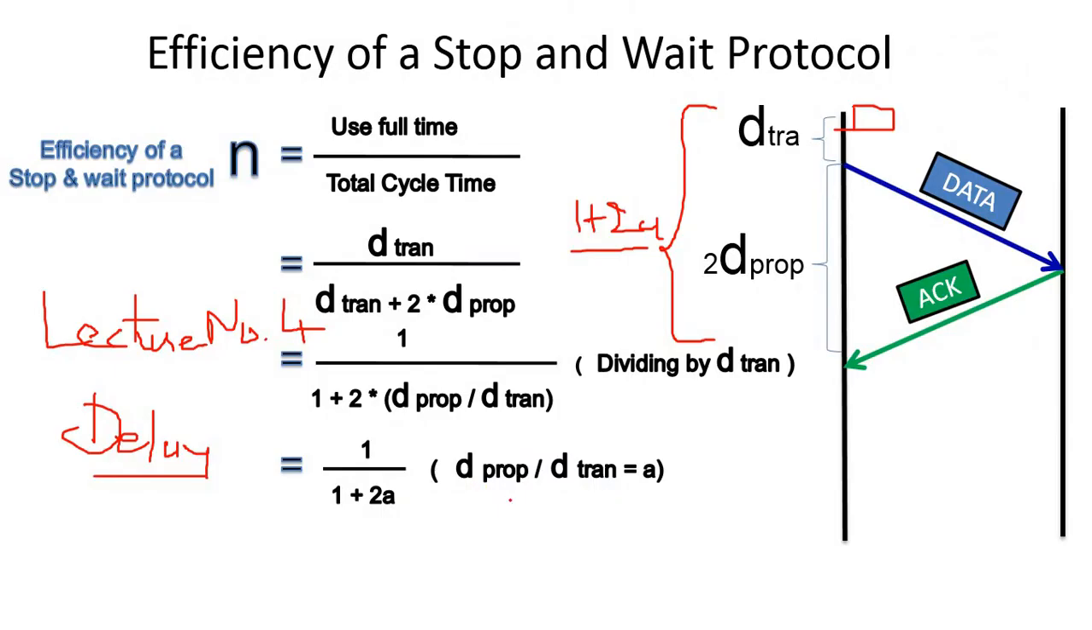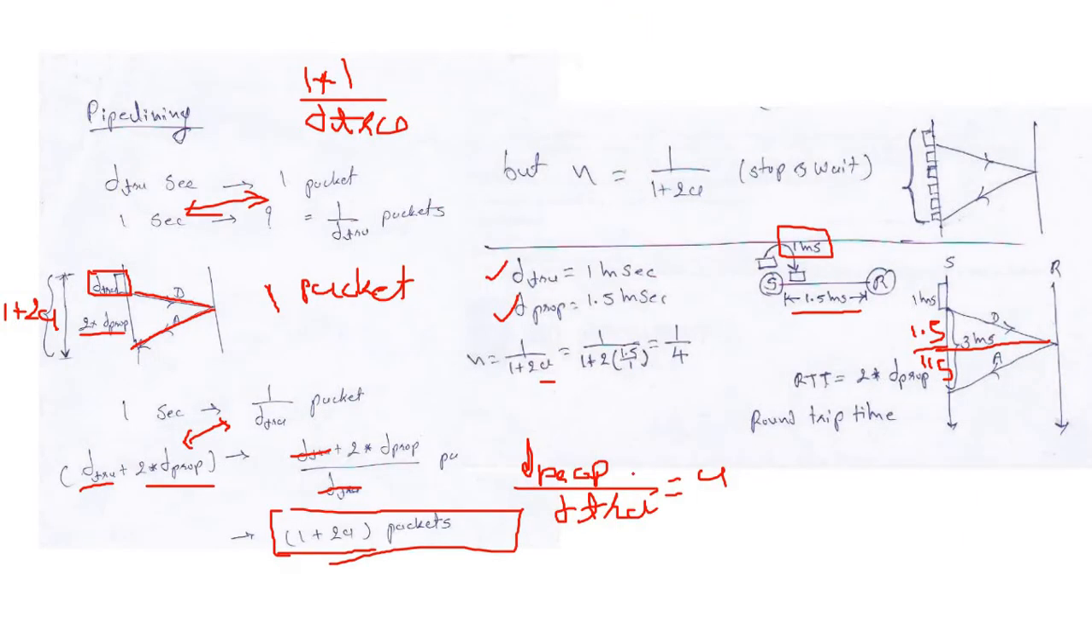Why? Because in terms of 1 plus 2A, whenever we derived the equation, at that time we took A in place of delay of propagation upon delay of transmission. We are writing A. So that's why in place of A, we are putting delay of propagation upon delay of transmission. Delay of propagation is given in the data as 1.5. So in place of A, we are putting 1.5 upon 1. Transmission delay is 1.